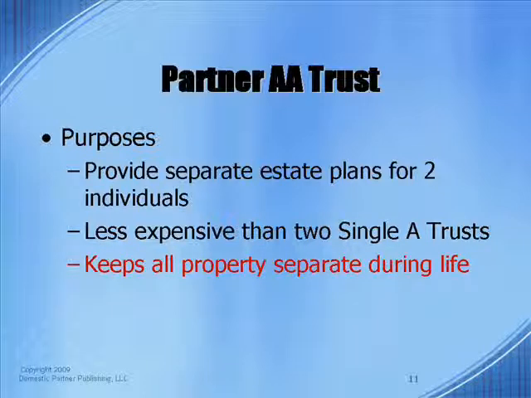But one hallmark of the Partner AA Trust is that assets for each of the A trusts are kept separate during life. Usually, the only time one trustor would take control of the other trustor's property as trustee would be after an incapacity to help them or after death to help execute the terms of the trust. In a lot of cases, the other partner may not even be the sole primary beneficiary of the trust.